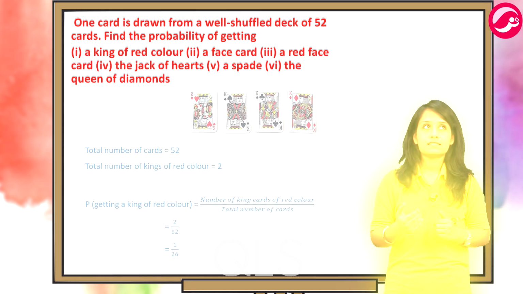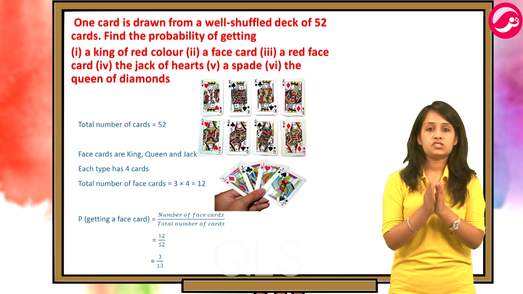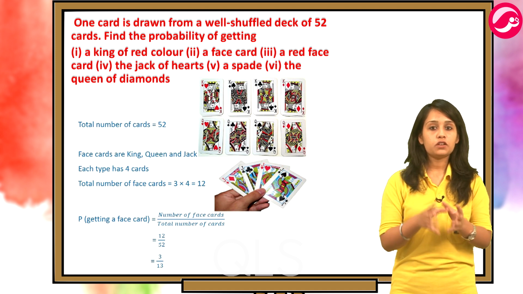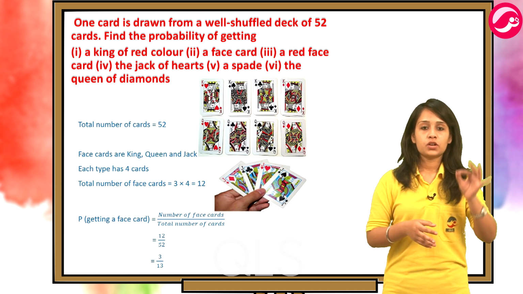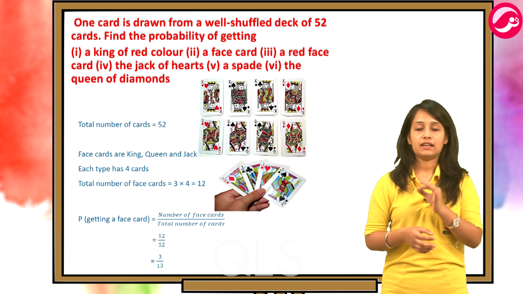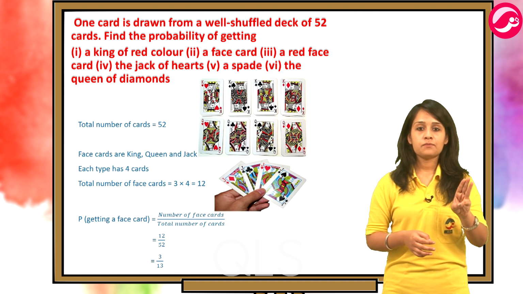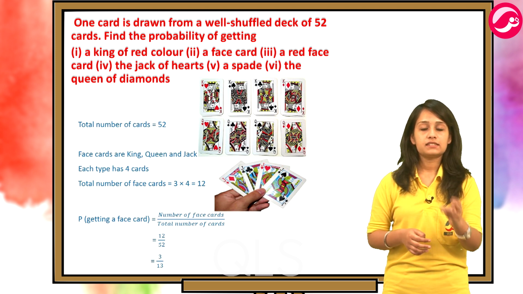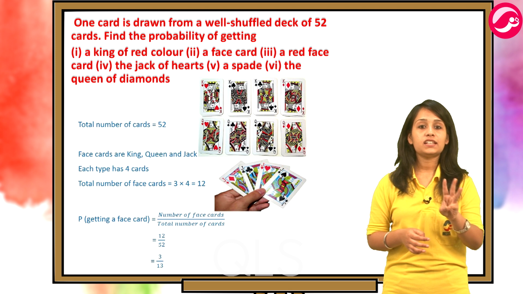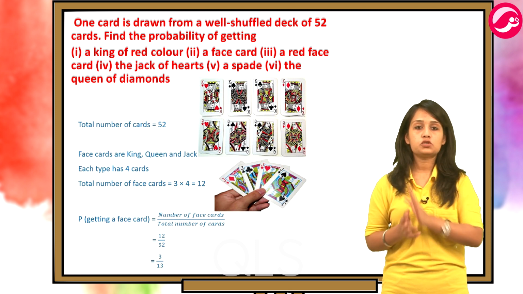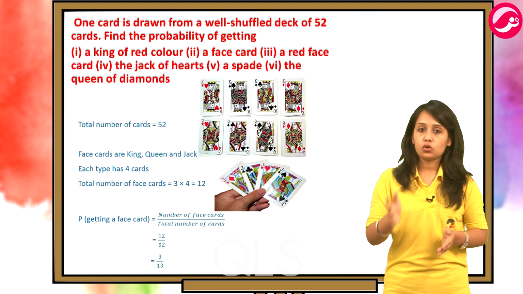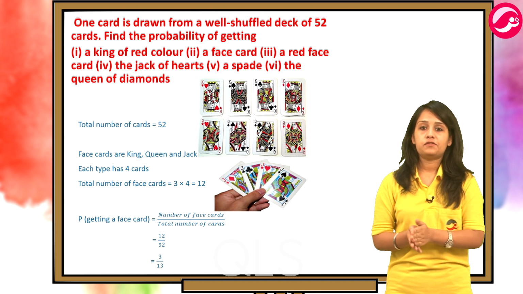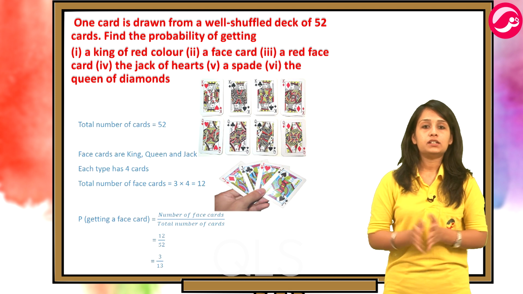1 by 26. Now we know that the jack, queen and king are called face cards. So how many face cards in total will we have? 4 into 3, that is 12, as there are 3 face cards in each suit and there are 4 suits: diamonds, hearts, spades and clubs, each with 3 face cards. So 4 into 3, that is 12 face cards in total. So the probability of getting a face card will be 12 by 52, which is equal to 3 by 13.